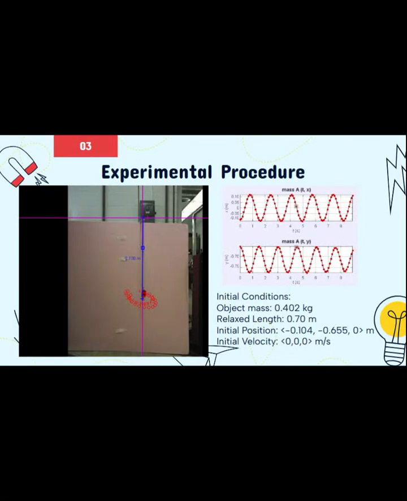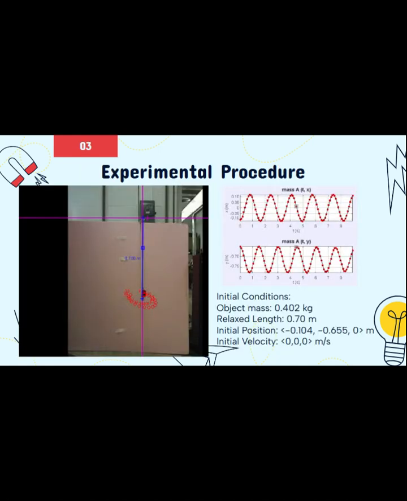The image shows us the setup for Tracker in the first step of the procedure. After the video was uploaded, the calibration was set and the axis was modified due to the pre-lab video, and our initial conditions from Tracker are initial position and velocity. We also get the object mass and relaxed length from the given video in the pre-lab. So here we calculate our remaining initial conditions.